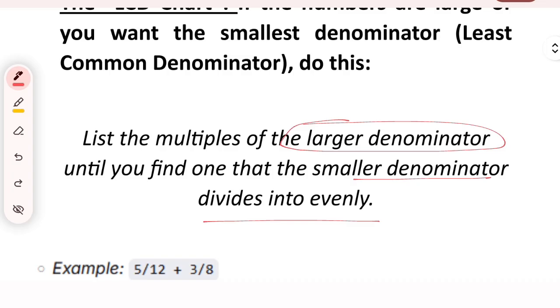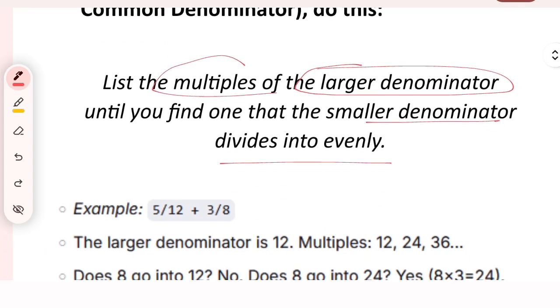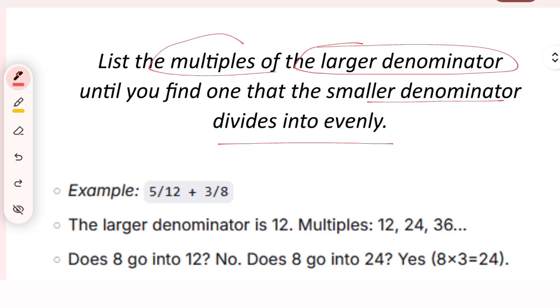So you need to find the largest denominator of the fractions, and then from that largest denominator, list all its multiples. From the list of multiples, you try them on the smaller denominator. And if it fits, then you got the right LCD. Okay, let's have an example to illustrate the LCD chart technique.